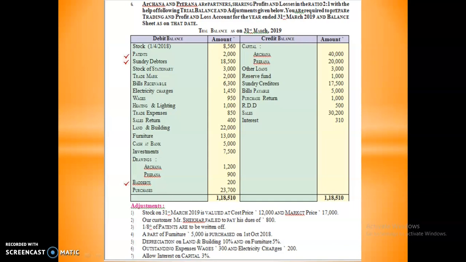Third adjustment, patent. Fourth and fifth adjustment, depreciation on furniture and land and building. Sixth adjustment, outstanding wages and electricity charges. Seventh adjustment, interest on capital, independent adjustment.